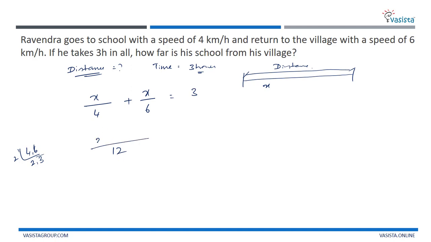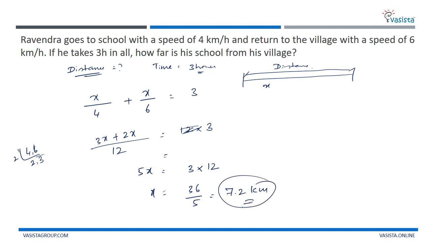3 into x is 3x, plus 6 2s are 12, that is 2x, which is equal to 12 into 3, that is 3 hours. 3x plus 2x is 5x, equal to 3 into 12, so x is equal to 36 by 5. Now what is 36 by 5? 5 sevens are 35, and then 0.2, so 7.2 kilometers. Hope you understood.